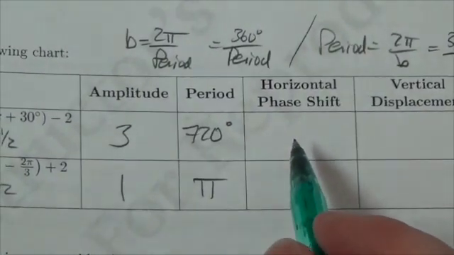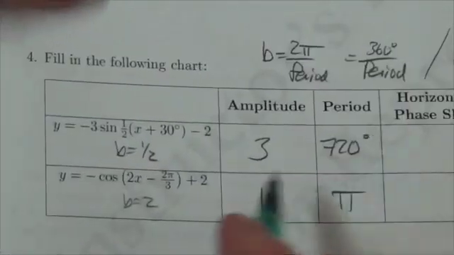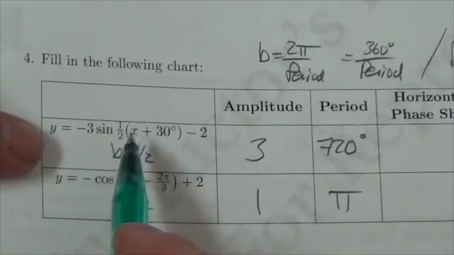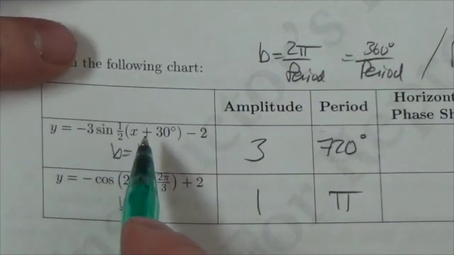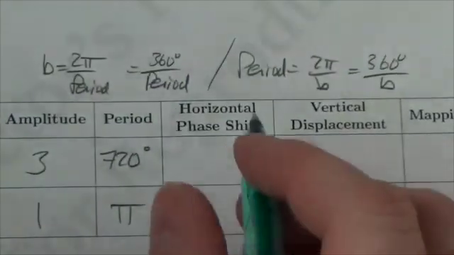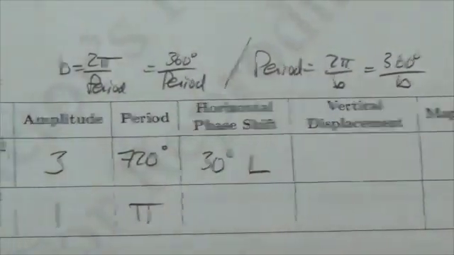Next, horizontal phase shift. That's essentially the horizontal translation. So I come to my equation here, and notice in this case that I've got the x here plus 30, which implies the translation 30 degrees to the left. And so that's what we'll say here: 30 degrees left.